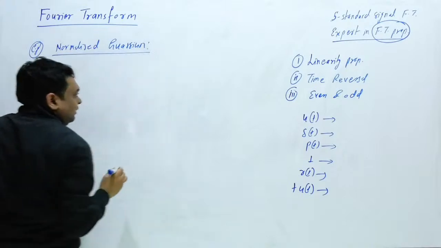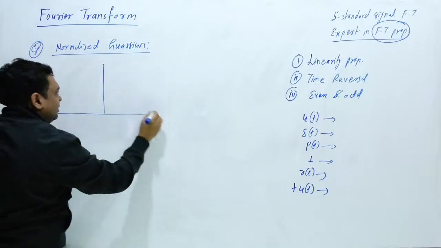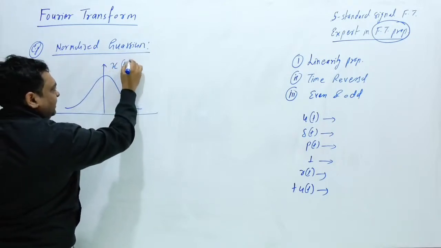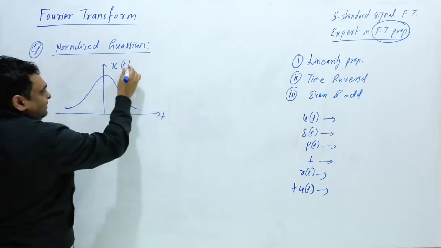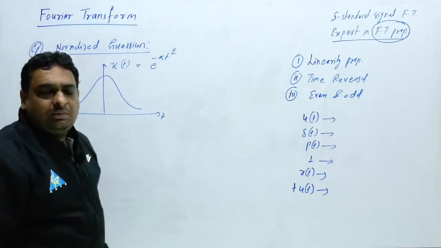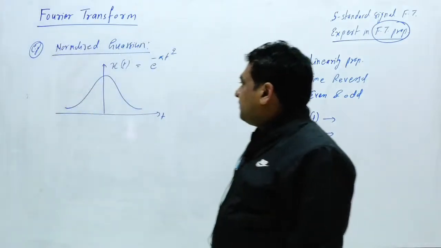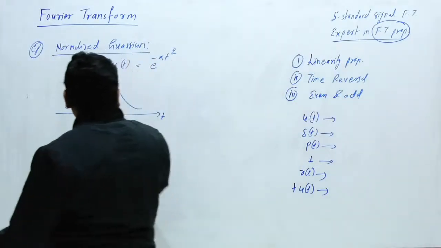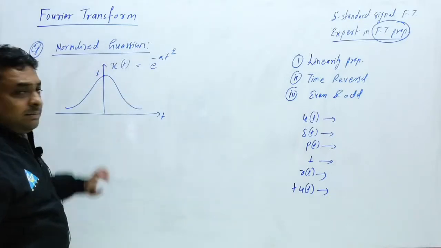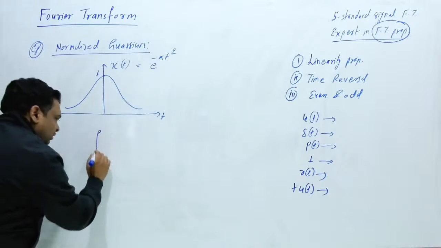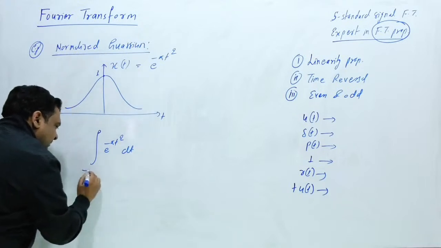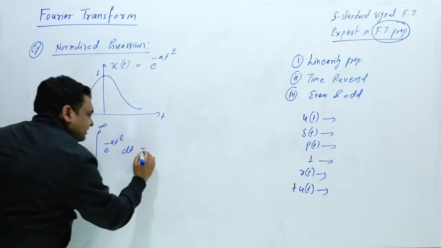Okay. So if I want to tell you the normalized Gaussian like this, suppose this is x of t and this is t, and mathematically I am going to write e raised to power minus pi t square, and at t is equal to 0, this value is 1. What will be the area under this curve? You should know this: the integral of e raised to power minus pi t square dt from minus infinity to infinity, this area is nothing but 1.